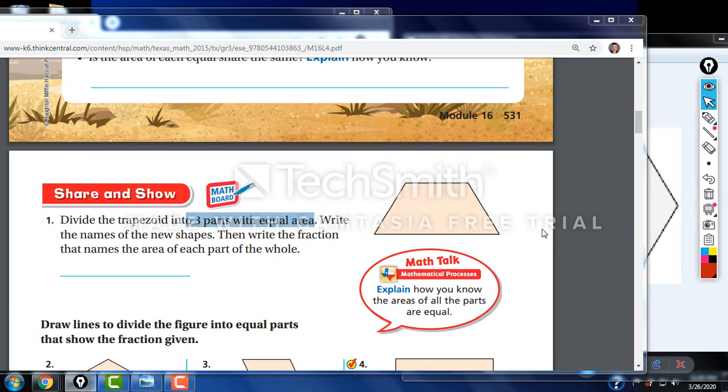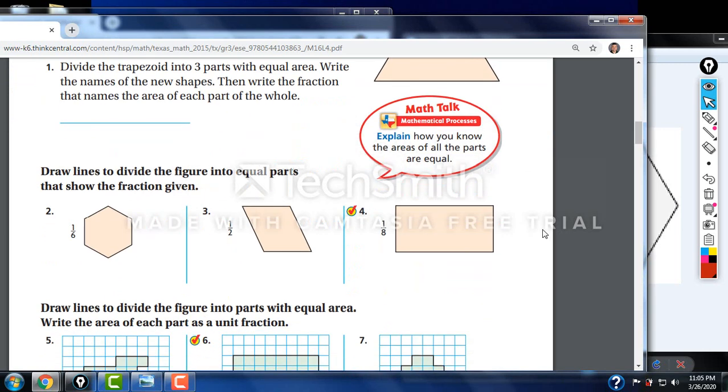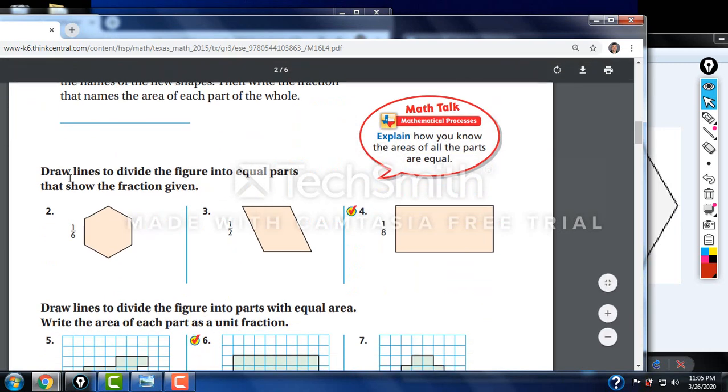Let's move on. You good? Yes? And then let's just do what it tells us to do. Draw lines to divide the figure into equal parts that shows the fraction given. Here's the fraction. So, how many total equal parts am I going to have? Well, the denominator tells me that. 6. I need to have 6. This one I need to have 2, and this one I need to have 8. So when I divide this into equal parts, I have to have 6 equal parts.